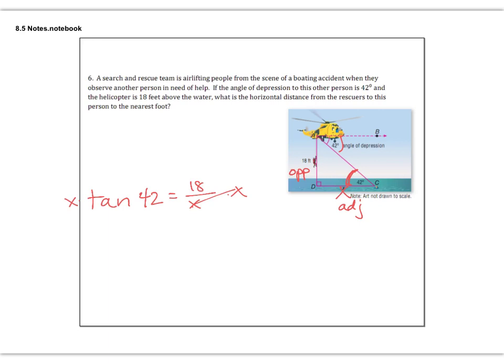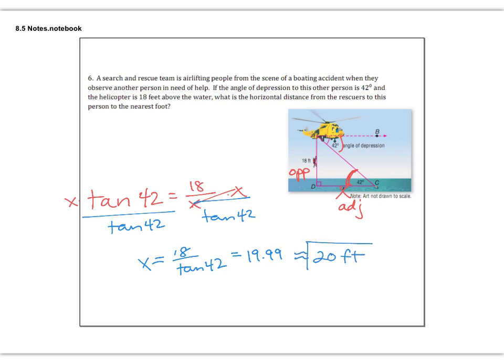Now we have X times tangent 42. So to get rid of the tangent 42, we're going to have to undo a times. We're going to divide by tangent 42. And X is going to be 18 divided by tangent 42. You're going to have to type that in your calculator. And if you do it correctly, it is 19.99 feet. But they want it to the nearest foot, so that is approximately 20 feet. They are approximately 20 feet away from the person who needs help. Cool.